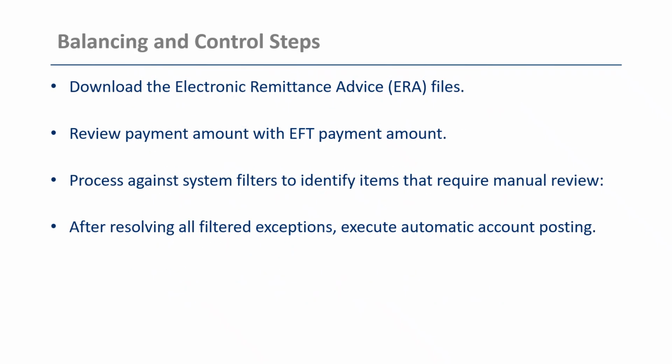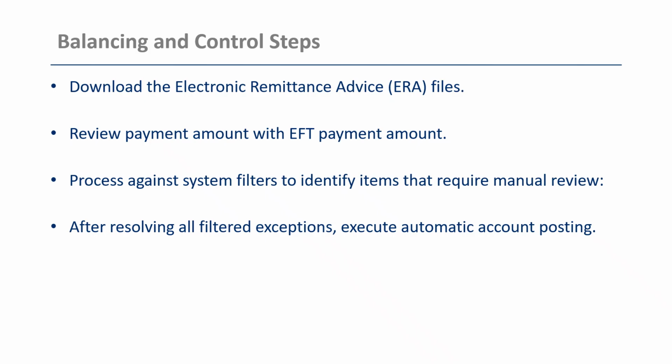Moving on to balancing and control steps. There are many components to each payer's remittance. They include the payment amount, information on zero payments, partial payments, contractual allowances, and patient deductibles and copay responsibilities. Each transaction type must be balanced and controlled to ensure that incorrect payments, incorrect contractual adjustments, and denials are identified, and the patient's account reflects the correct balance.